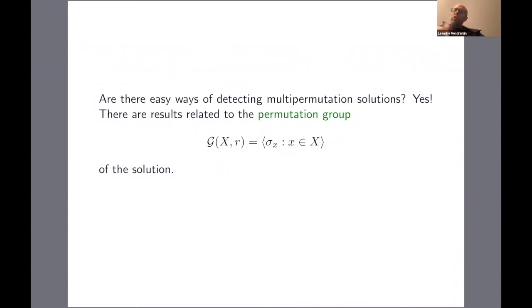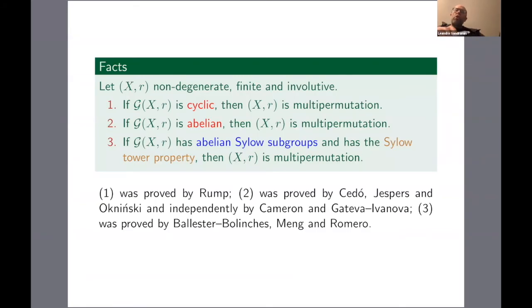The permutation group of a solution is by definition the group generated by the signals, okay? And there are several results. For example, if the permutation group is cyclic, then you have a multi-permutation solution. This was proved by Rump quite a long time ago. If the permutation group of a solution is abelian, then you have a multi-permutation solution. This was proved by Sedó, Jespers, and Okniński, and independently by Cameron and Gateva-Ivanova.